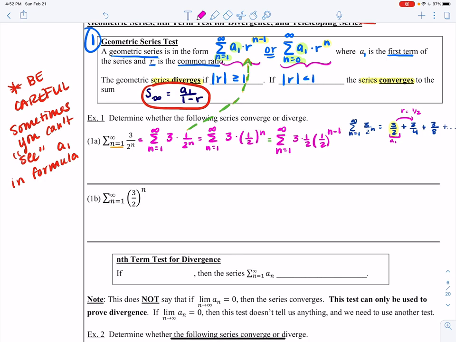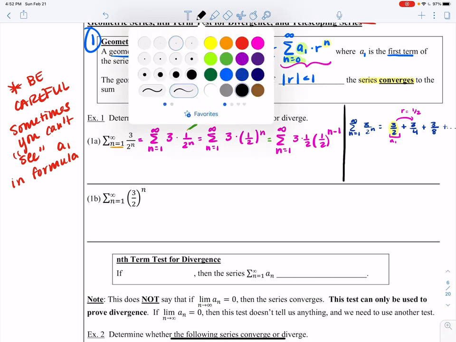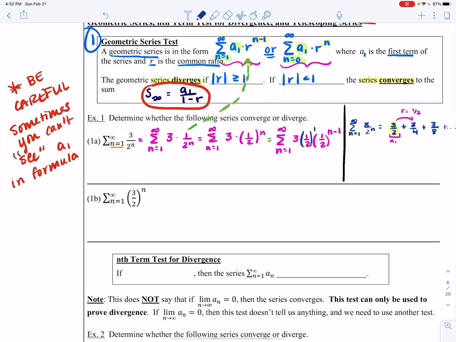Now you're like, Miss Ari, how did you do that? Well, I did that because technically this is 1/2 to the first power, and 1 plus n minus 1 is n. So all I did is I pulled it apart. And it becomes fairly obvious to see now my formula is the sum from n equals 1 to infinity of 3/2 times 1/2 to the n minus 1.